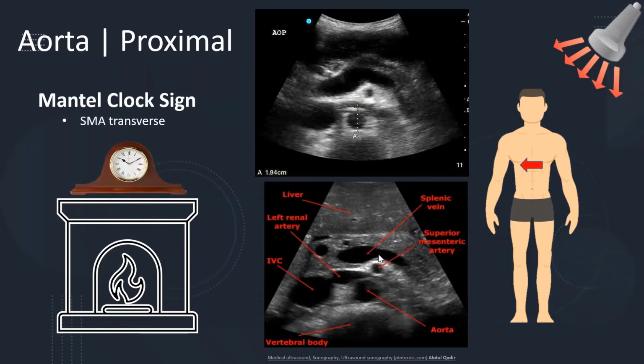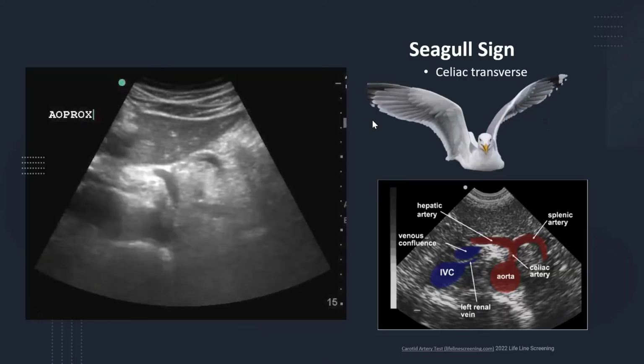And then here's some corresponding anatomy labels so you can see what exactly each thing represents. And again, this is used with the curvilinear probe just inferior to the xiphoid process with the probe indicator to the patient's right. And then there's that mantle clock right there. Next up is a seagull sign.